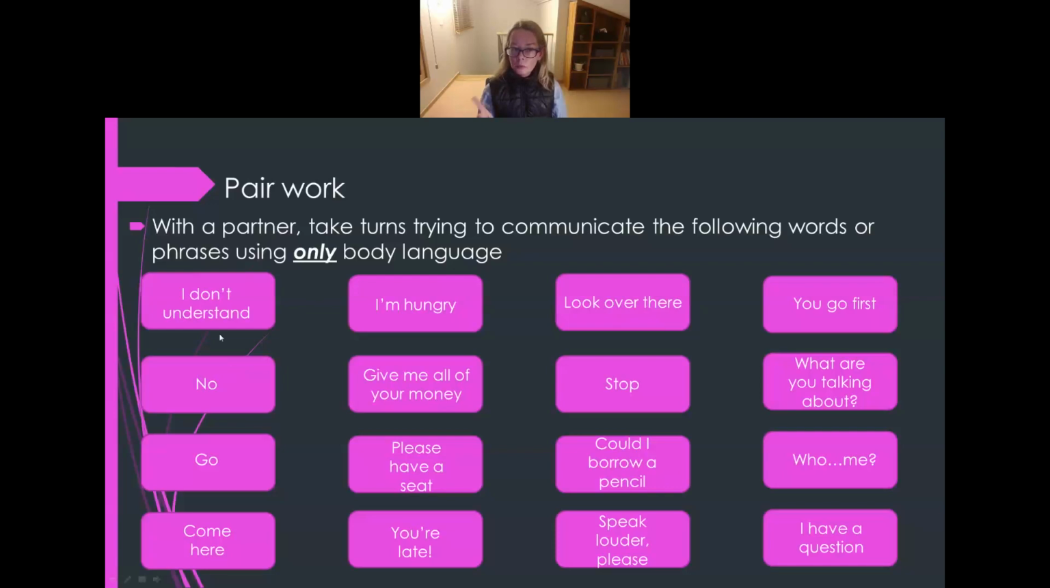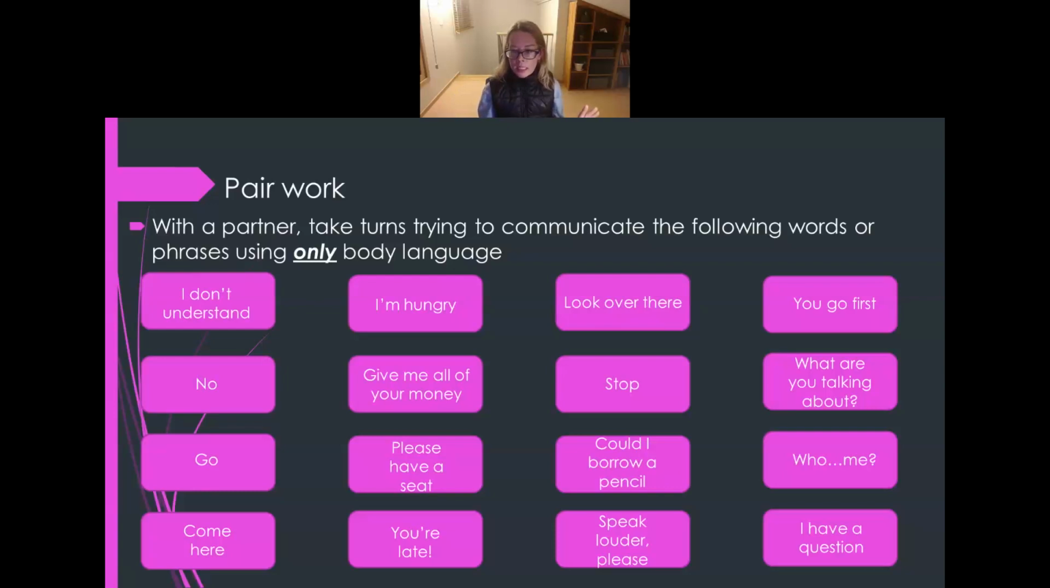Probably what my daughter does. Or you've got to go over here. What gesture would you make for go? Probably something like that maybe.